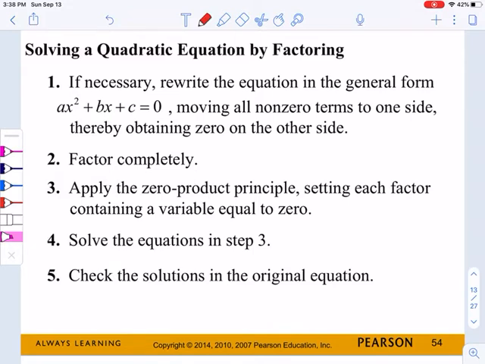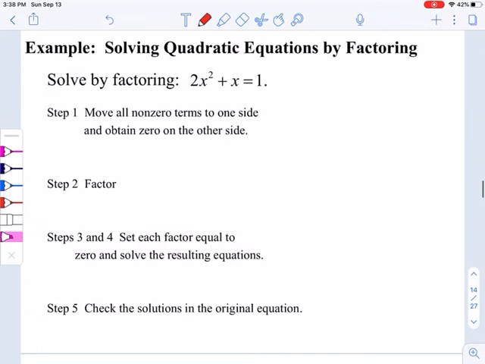You're doing the same thing here. You're just trying to figure out what x would equal to solve that equation this time. So step 4, solve the equations in step 3, and then check the solutions in the original equation. You always want to make sure that they work. All right, let's try an example.